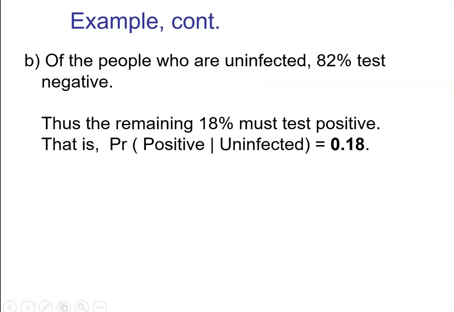All right, B, of people who are uninfected, 82% test negative. Thus, the remaining 18% must test positive. So the probability they test positive given they're uninfected is 0.18.